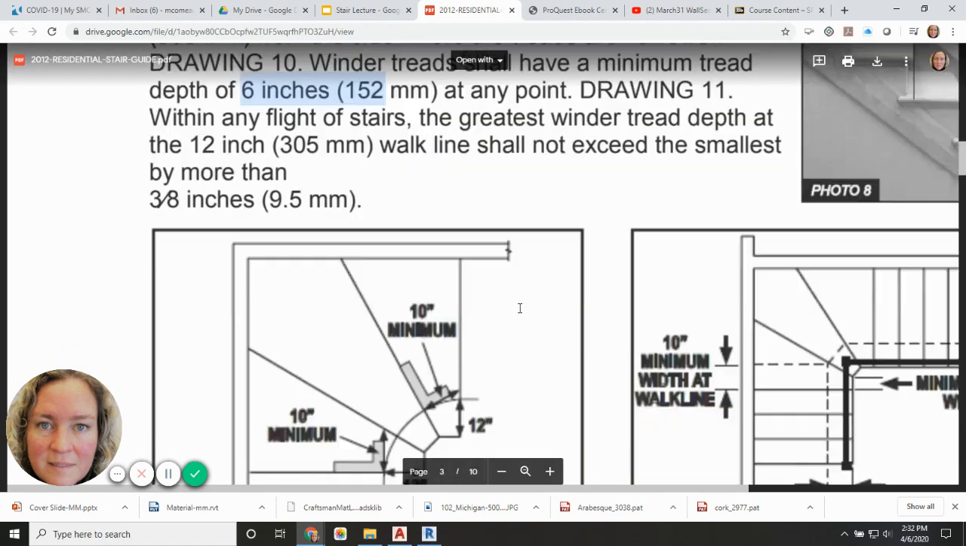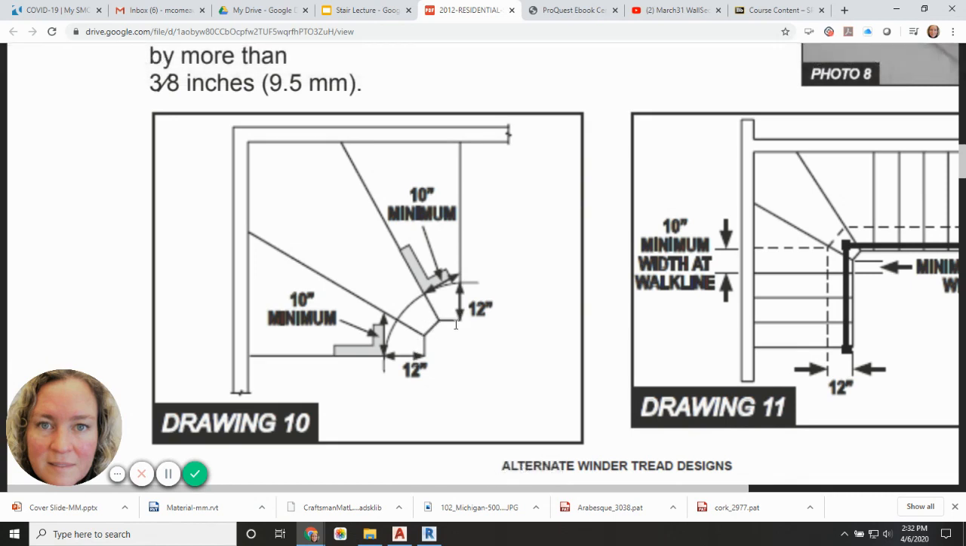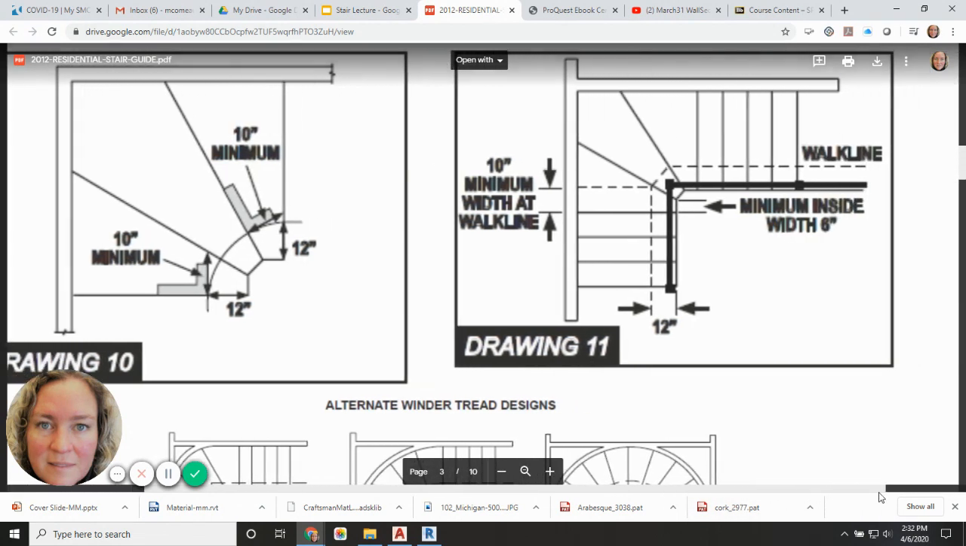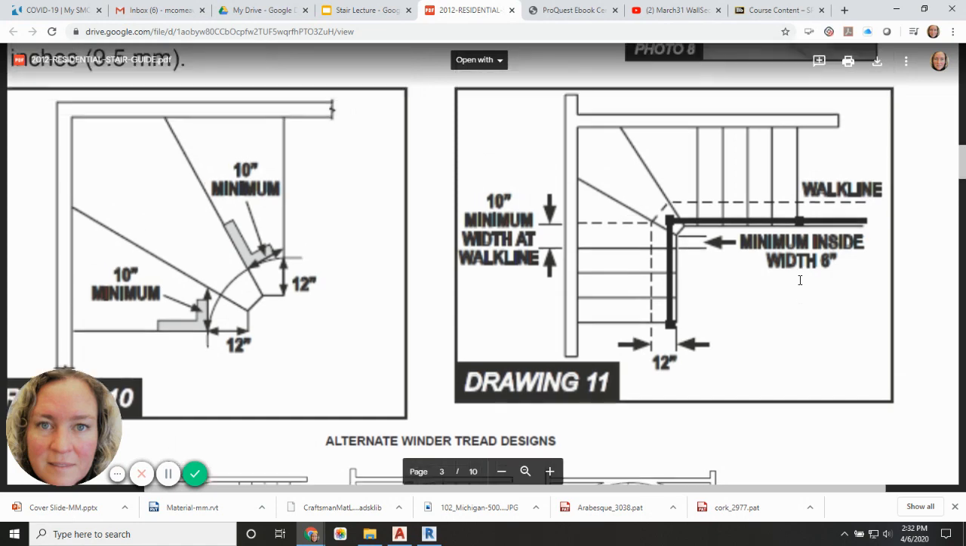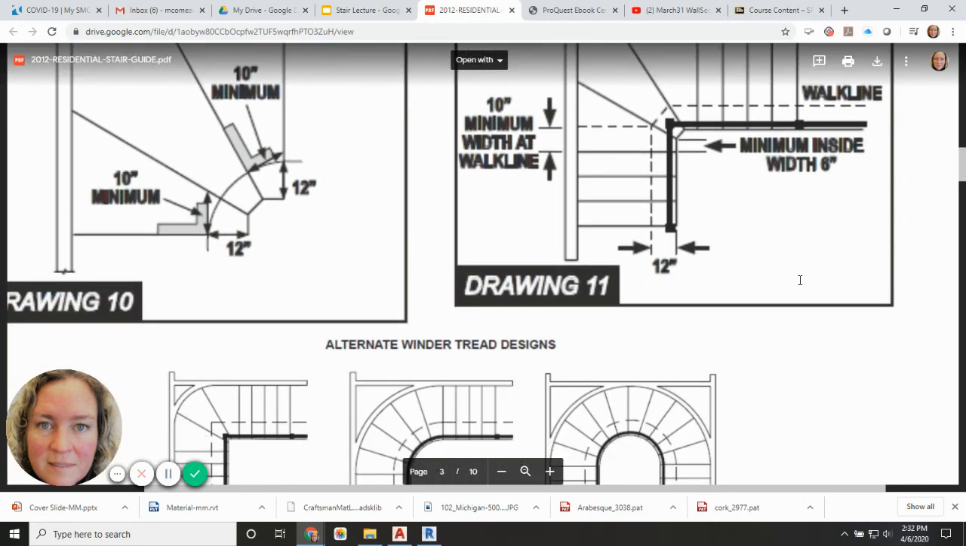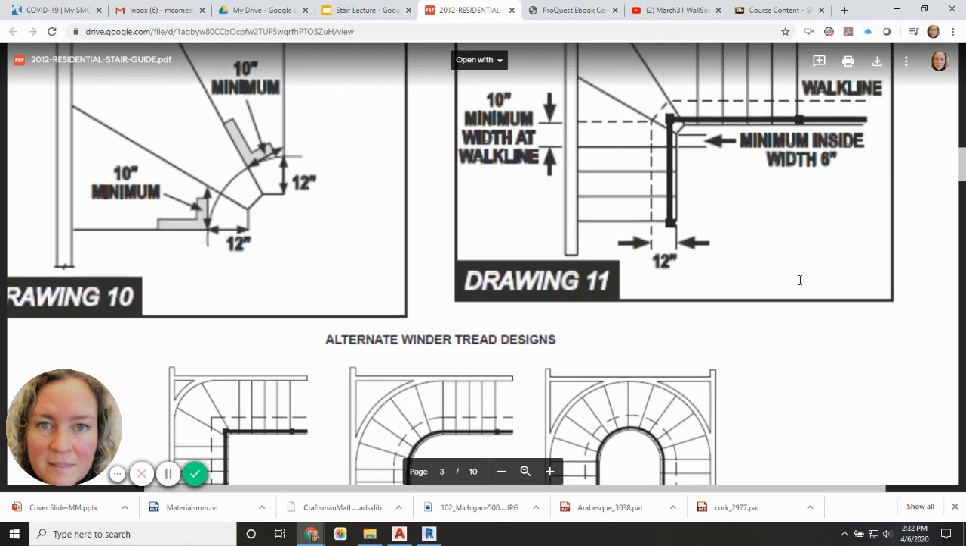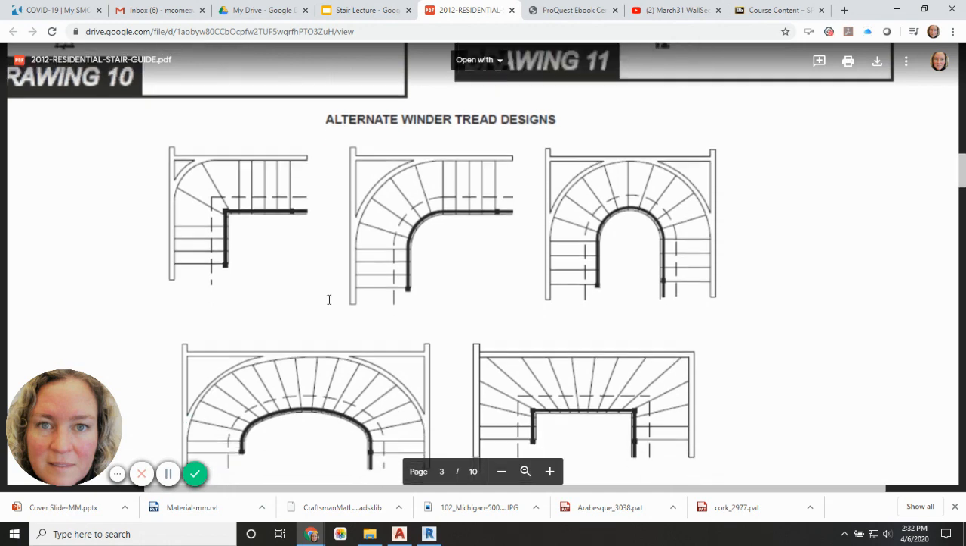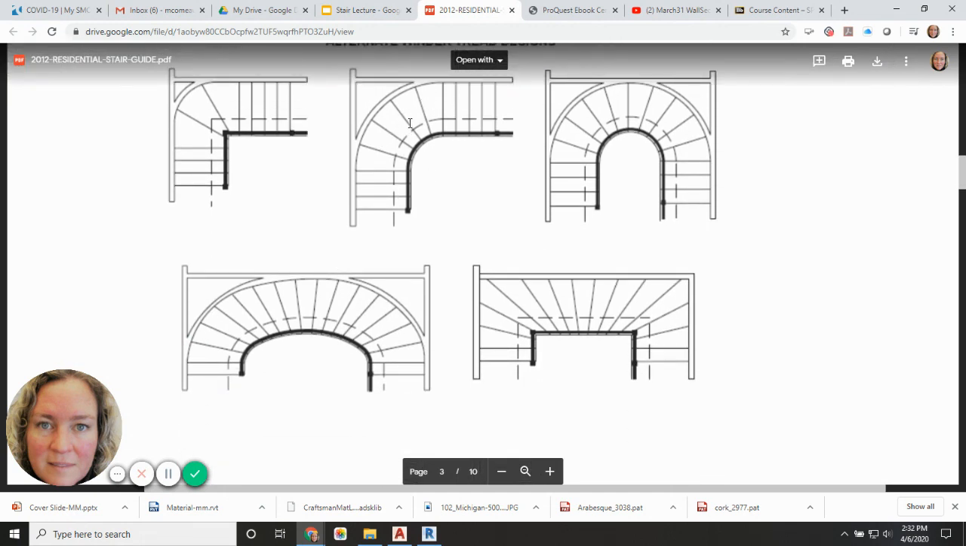And then if you were to take a radius at these points and offset that 12 inches in, at that point where that radius crosses the treads, we should be able to measure at least 10 inches. And that's how winders have to be designed. So winders still take up a little bit less space, but not as much as they used to. They used to take up a lot less space than regular stairs did. And these are all alternates for winder design, where we're creating some risers in that turning space rather than just having a landing.